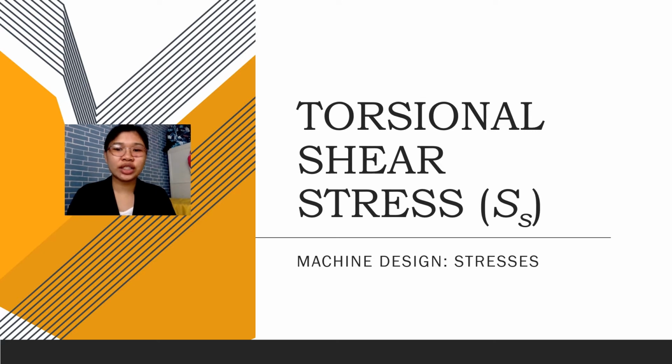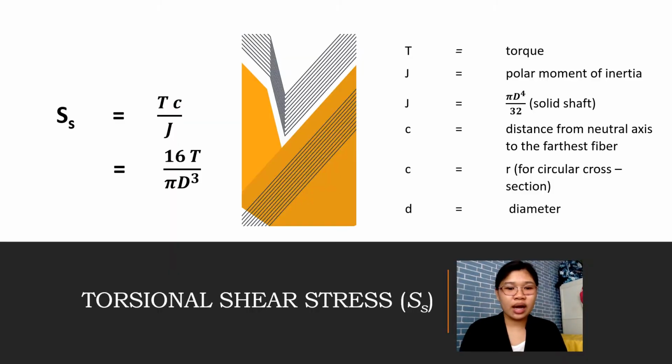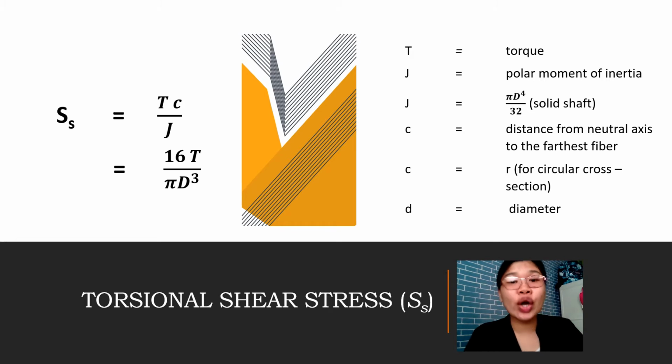So we have another kind of shear stress here, which is torsional shear stress. The formula for torsional shear stress is Tc over J, wherein T is torque, C is the distance from the neutral axis to the farthest fiber. For circular cross-section, this is R or the radius. So again, there are times na radius ang given or diameter for specific purposes. So you must know kung ang dapat niyong gamitin is diameter or radius. So always check the label.